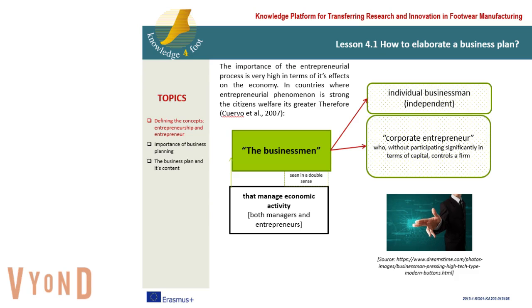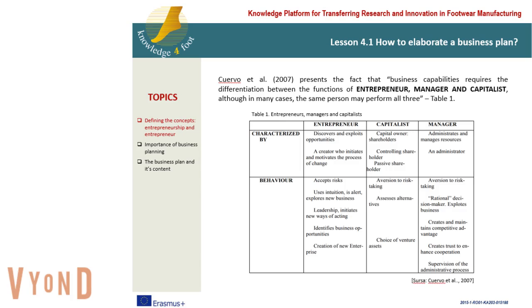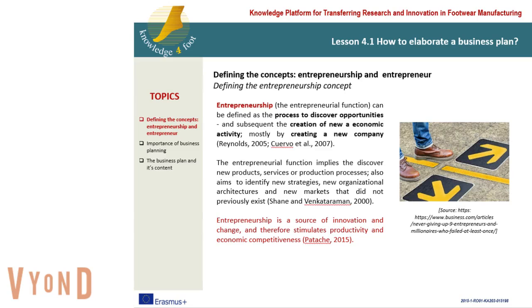The persons who manage economic activities could be an individual businessman or a corporate entrepreneur. Business capabilities require the differentiation between the functions of entrepreneur, manager and capitalist, although in many cases the same person may perform all three. Entrepreneurship, the entrepreneurial function, can be defined as the process to discover opportunities, and subsequently the creation of new economic activity, mostly by creating a new company.